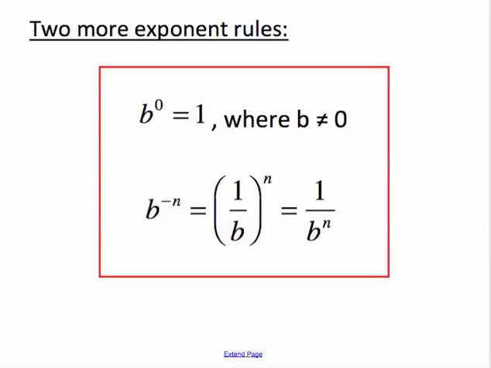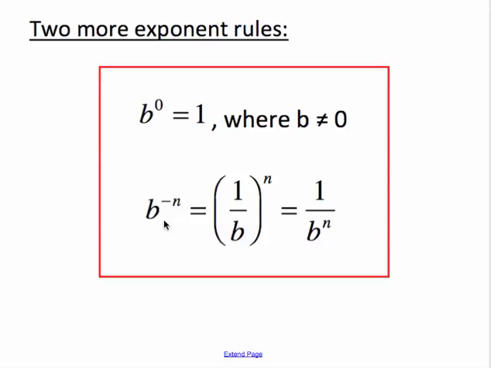So that gives us two new exponent rules. We saw that 2 to the power of 0 is equal to 1, and we can generalize that any base b to the power of 0 is equal to 1, as long as that base is not 0. And in fact, that's a restriction on a number of exponent rules, which we haven't explicitly stated, but we'll state that here. Also, any base to the power of a negative number, so b to the power of negative n, is the same as the reciprocal of that base to the positive exponent.